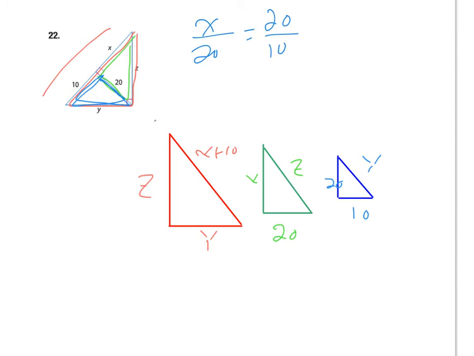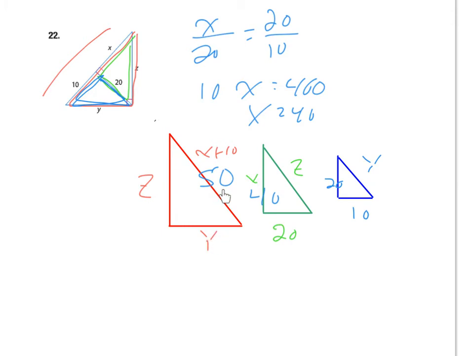Do we see we're going to get 10x is equal to 400 when I cross multiply? So x is equal to 40. I'm going to write that in before I forget. X is 40. And 40 plus 10, this side right here, is 50. To do my y, let's take a quick little look around. How about we do this?